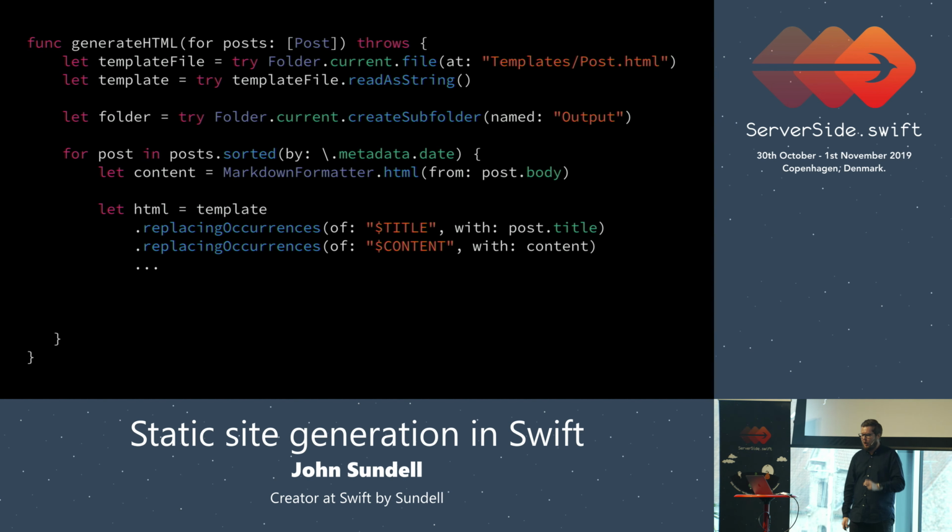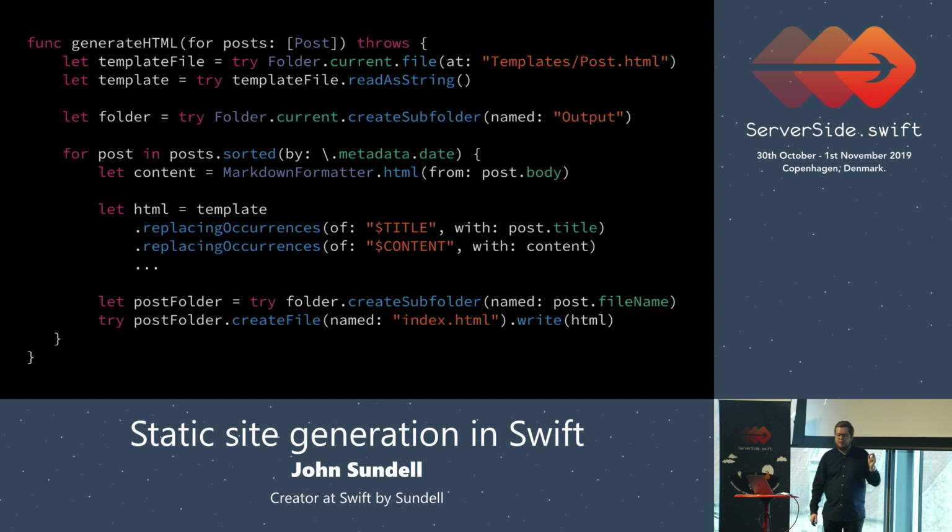And then finally, once we have our final HTML, we're going to create a subfolder within our output folder, and we're going to save that folder using the post name, and then create an index.html file within that folder containing our HTML. So this way, when a user goes to our website slash the name of our post, they're going to see that index.html file in their browser, which is pretty cool. And that's really all we need to do to create a basic, simple implementation of a static site generator.